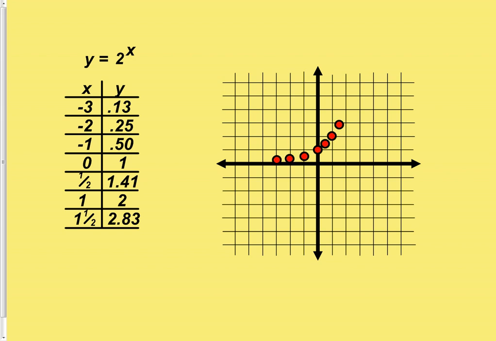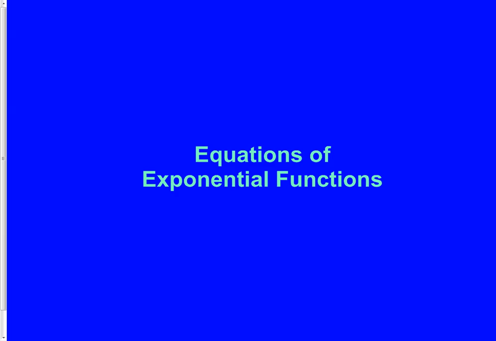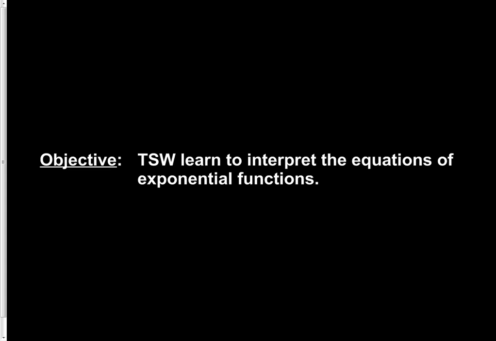At any rate, once you have your ordered pairs, you got your points. Once you have your points, you have your graph, and it's really not a big problem. Okay, so there is at least one version of the parent function. That's what we did on the first day. The next day we came back and started looking at some of the equations.